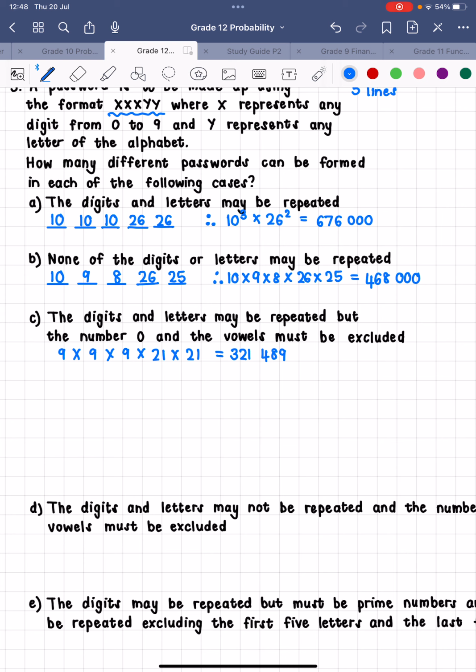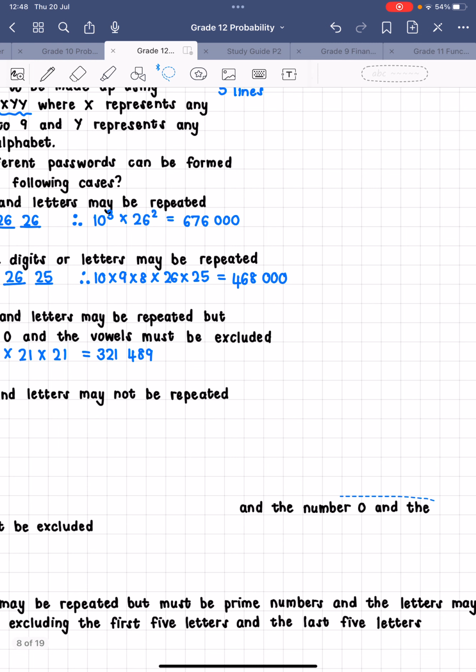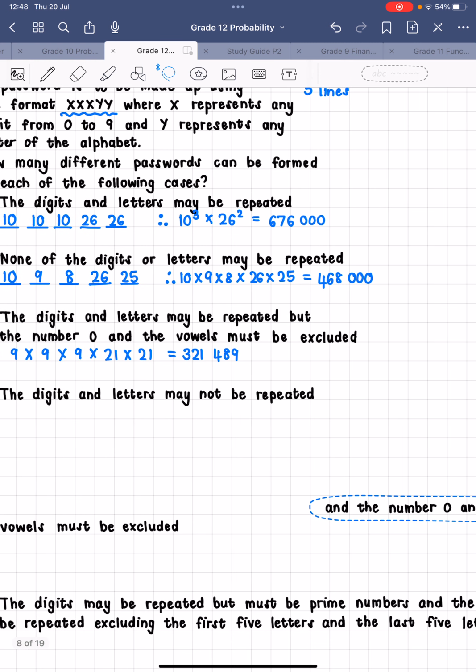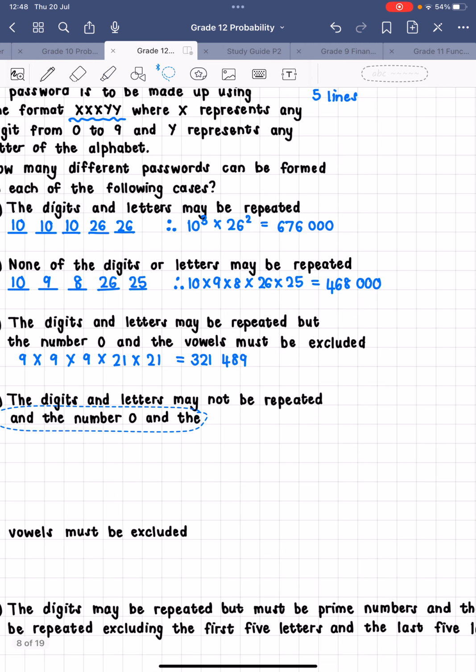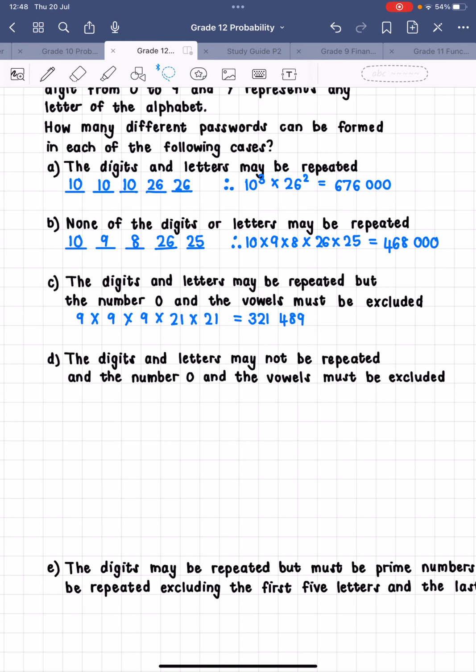Okay, do the next one on your own for me, please. The digits and letters may not be repeated. And the number 0 and the vowels must be excluded. So again, we are working with less options now because we now can't use 0 and we can't use the vowels. But now they're also telling us that these digits may not be repeated.